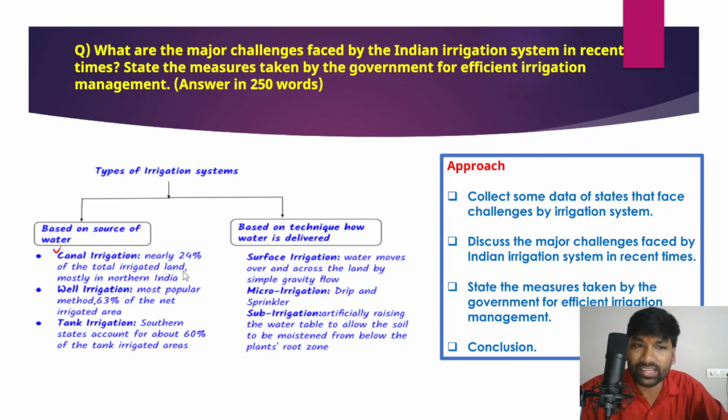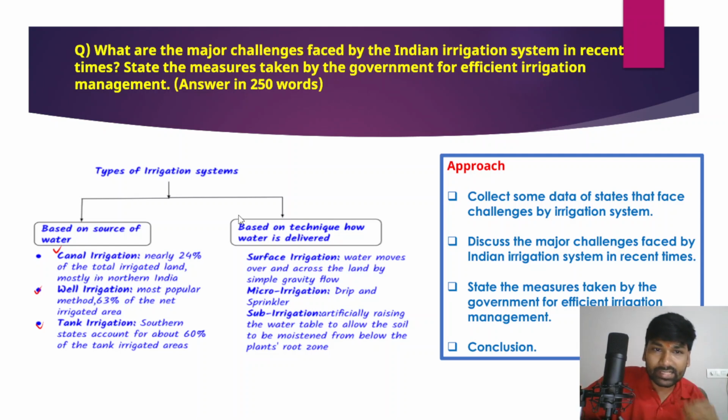Second, well irrigation, which is considered one of the most popular methods, because 63% of the net irrigated area is through well irrigation. And after that, tank irrigation. When we talk about tank irrigation, the southern states account for about 60% of the tank irrigation.